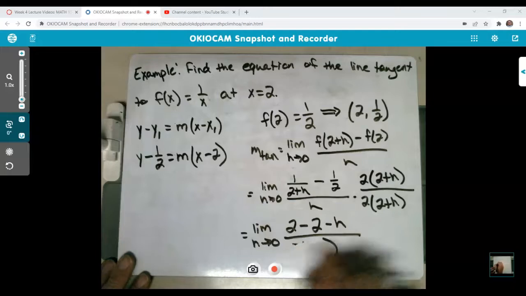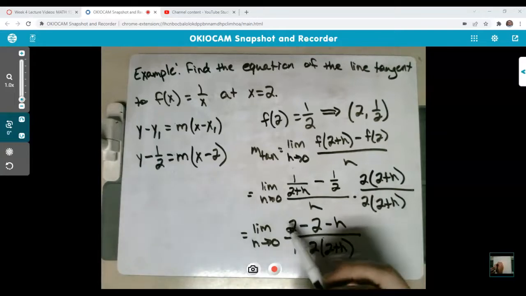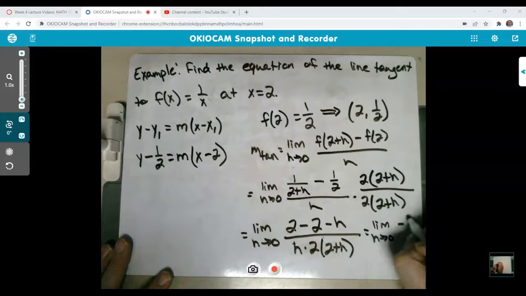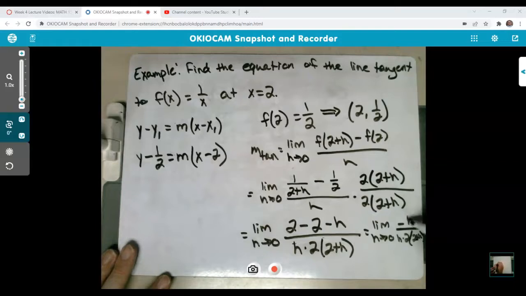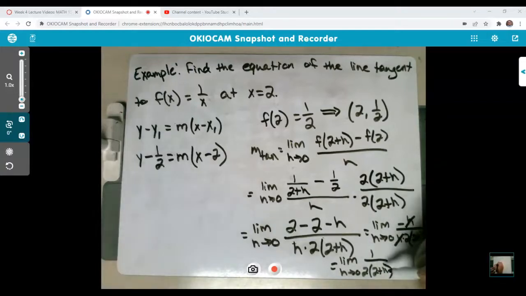Or h. Let me rewrite that. h times 2 times 2 plus h. On top right there, I have 2 minus 2, so those are going to cancel out. Limit as h goes to 0 of negative h over h times 2 times 2 plus h, and then cancel out the h's. So that's going to be the limit as h goes to 0 of negative 1 over 2 times 2 plus h. Plugging in 0 for the h gives us negative 1 over 2 times 2, and 2 times 2 is 4. So we get negative 1/4 for the slope.